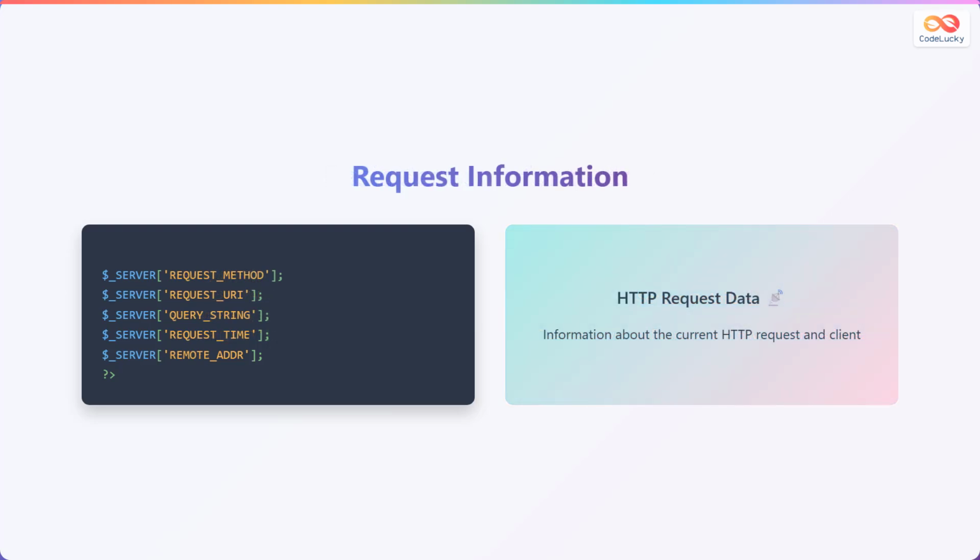Next, we'll look at request information available in the $_SERVER array. The code example shows how to retrieve variables like REQUEST_METHOD, which tells you the HTTP method used for the request, such as GET or POST. REQUEST_URI gives you the Uniform Resource Identifier, or URI, of the request. QUERY_STRING provides the query string, if any, in the Uniform Resource Locator, or URL.